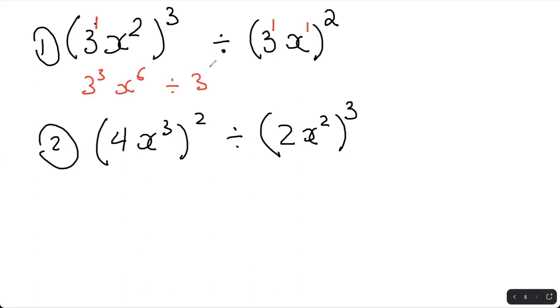3 squared x squared. Now this will be 27 x to the 6 divided by 3 squared is 9 x squared, which gives me 27 divided by 9 is 3, and x to the 6 divided by x squared is x to the 4.